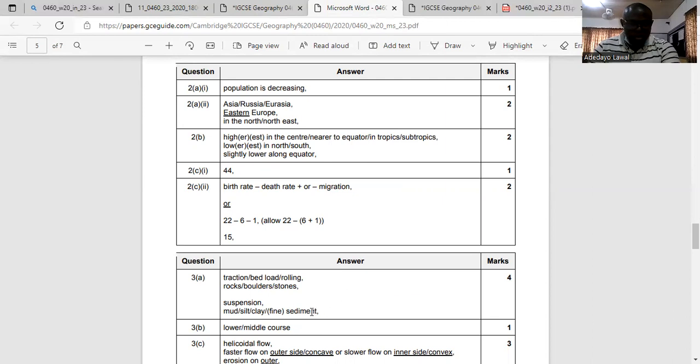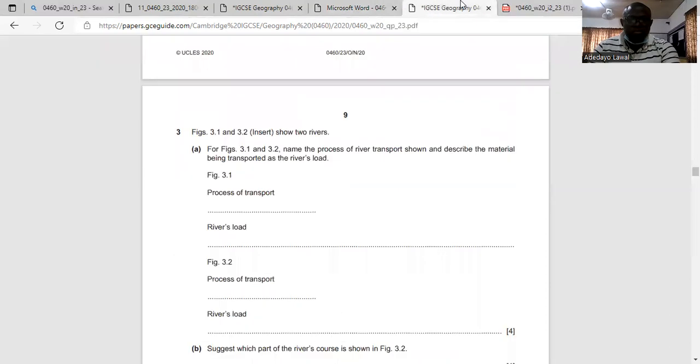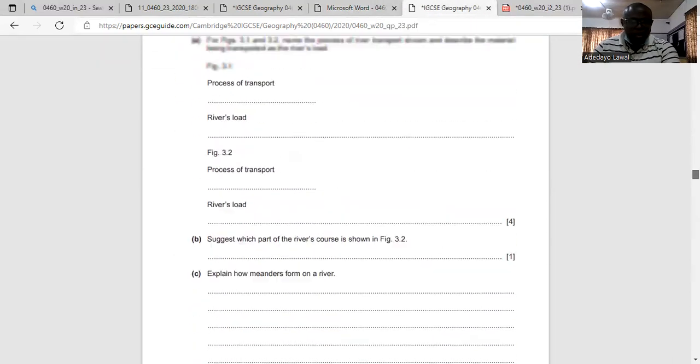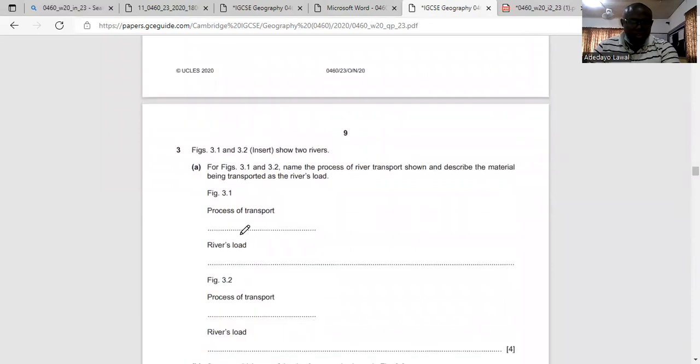Okay. So it's just 1 mark. For this one, mention traction because traction is the most obvious one there. And for this other one, mention suspension as the most obvious. You just want to mention the obvious one.